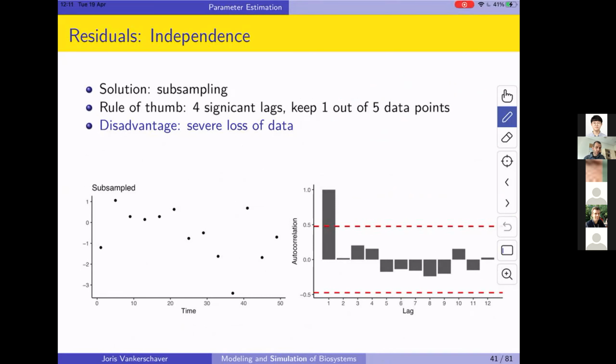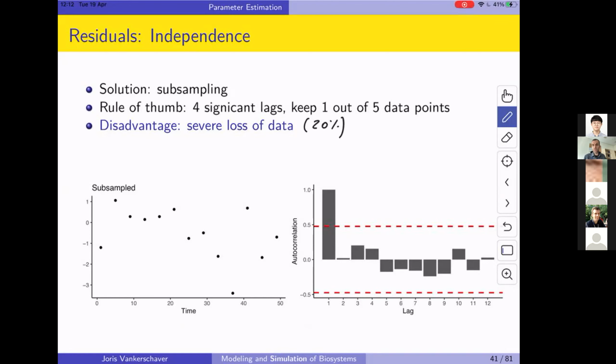And now if you look at correlations, you see that they look much more random than before, and you see much less correlation between the individual residuals. The disadvantage is, of course, that you have severe loss of data, so you end up with basically 20% of your original data set. So in most cases, this is very painful.